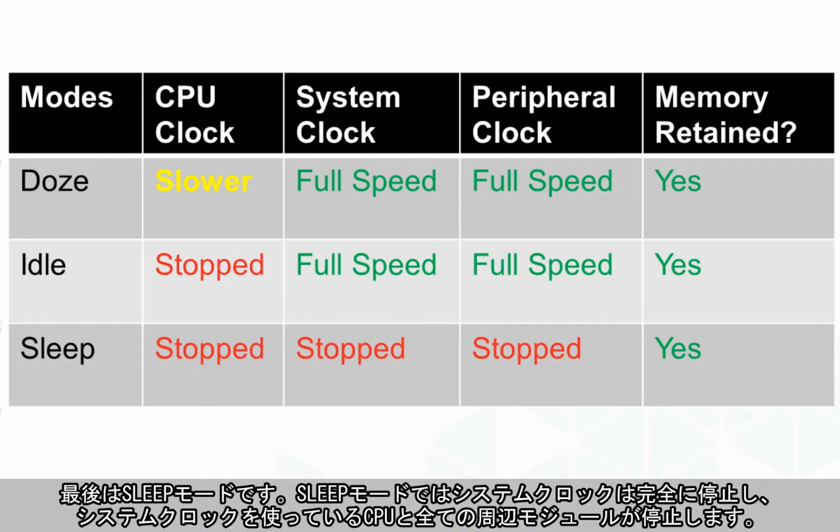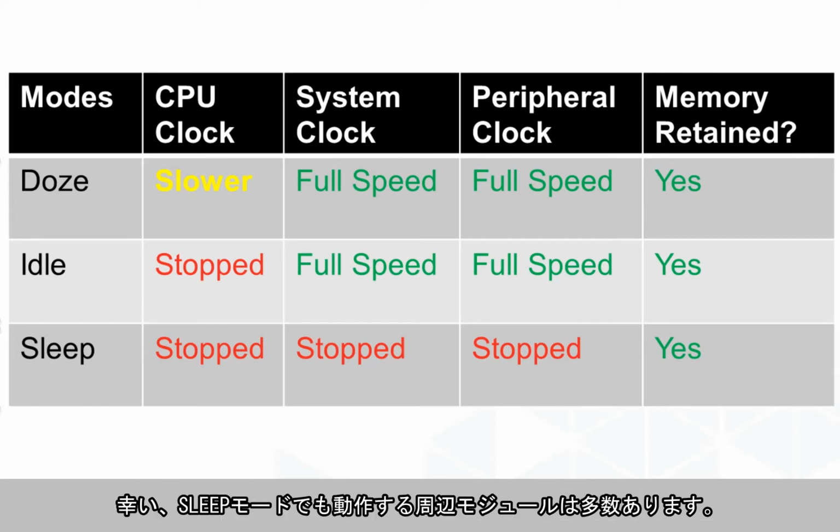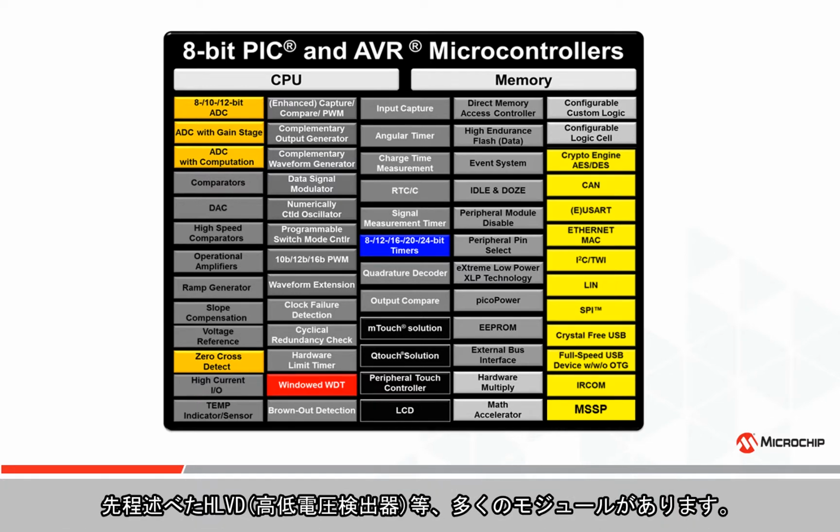Last but not least is sleep mode. Sleep mode completely halts the system clock, effectively turning off the CPU and all peripherals using the system clock. Sleep mode is great for low power, but what if we need to execute background tasks like high voltage level detect, or perhaps reading a sensor? Fortunately, there are a ton of peripherals that still work in sleep mode. These can include things like an A to D, the windowed watchdog timer, zero cross detect, timer 0, serial communications like the master synchronous serial port, high voltage level detect as I mentioned before, and many, many more.